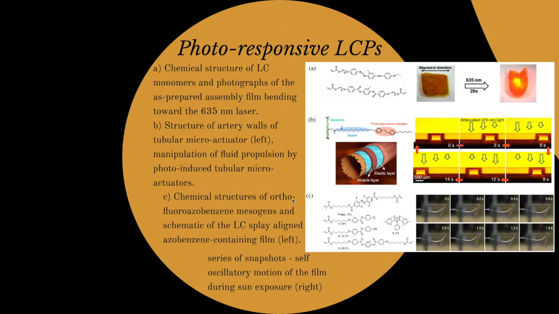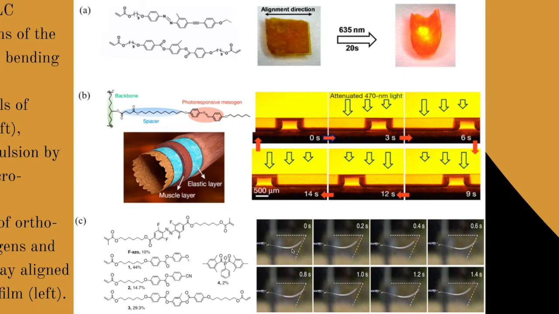C is the chemical structure of this polymer here, and this is the picture of how the material can have oscillatory motions. You can see this, it's from 0, 0.2, 0.4, 0.6. It will move like an oscillation really fast. It moves because of the sun exposure. So you can have oscillation here because of the sunlight.